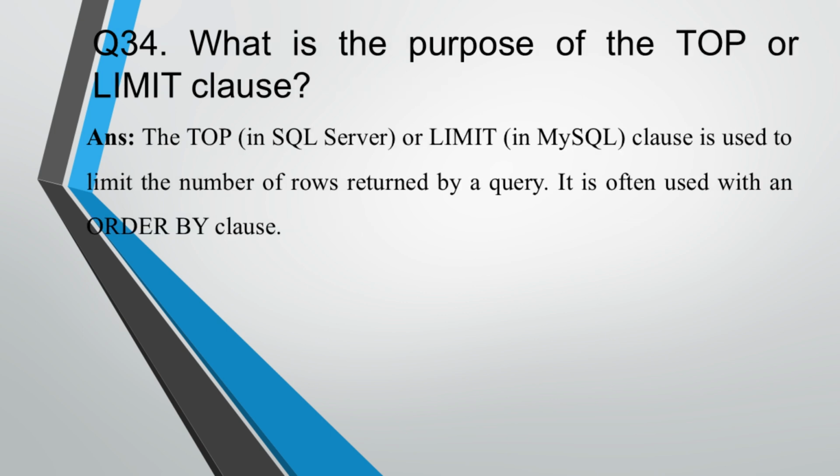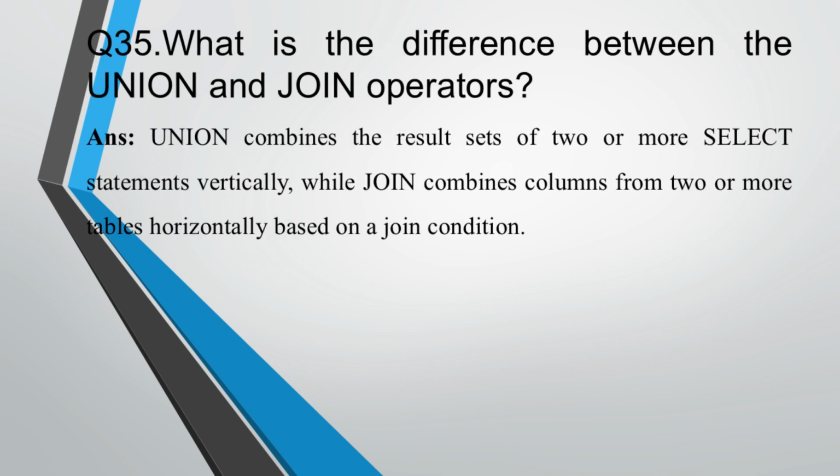What is the purpose of the top or limit clause? The top in SQL Server or limit in MySQL clause is used to limit the number of rows returned by a query. It is often used with an order by clause. What is the difference between the union and join operators? Union combines the result sets of two or more select statements vertically, while join combines columns from two or more tables horizontally based on a join condition.